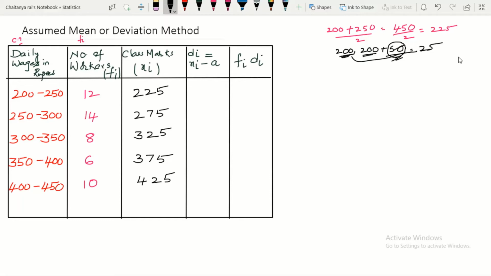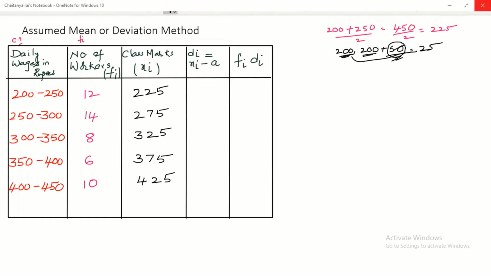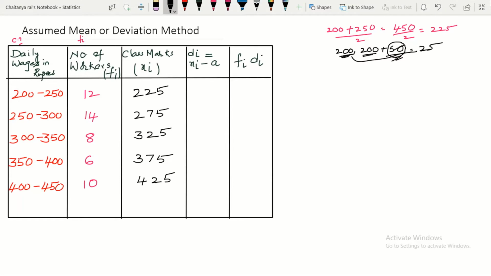This you already know from the previous method. In this one, instead of directly multiplying Fi and Xi, here we take something called Di. The D stands for deviation. So what we do here is we do nothing with the Fi's. We don't want to do anything with these Fi's. We just leave them, and we will change the Xi's.